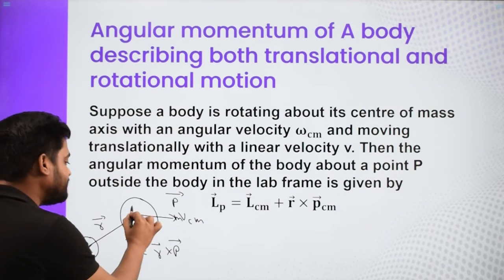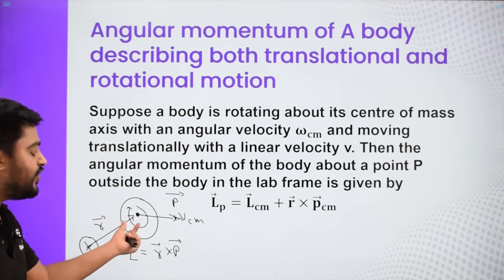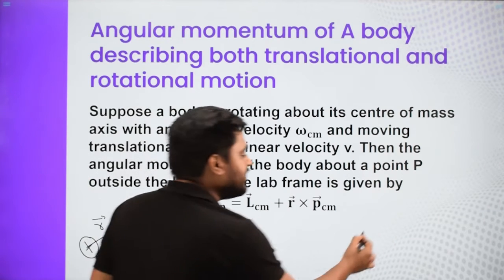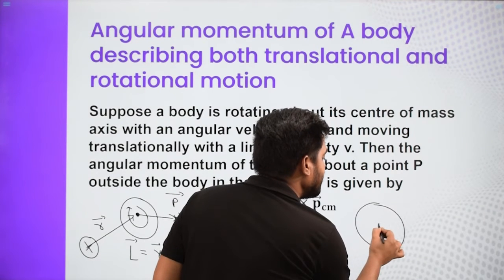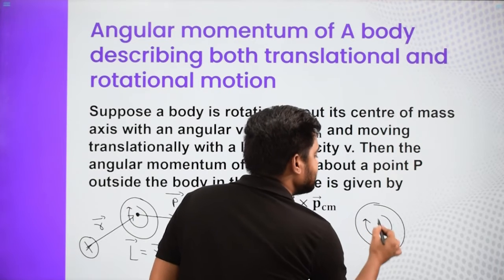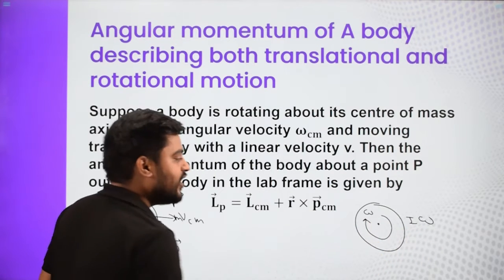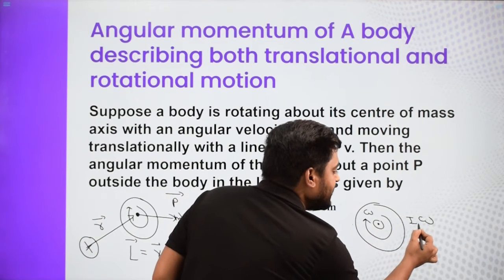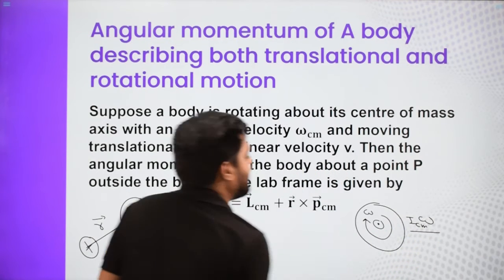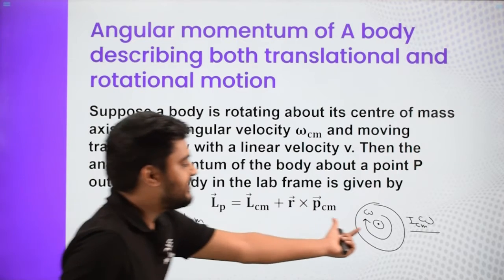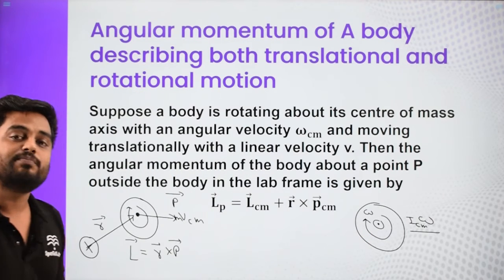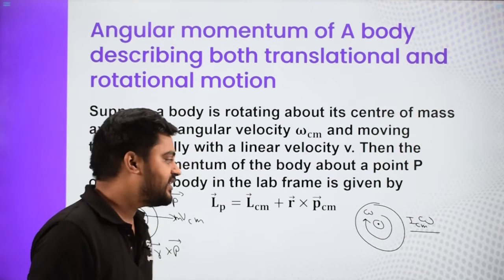But what if this object is rotating also? If it is rotating also, then we already know that angular momentum about this axis is given by I omega. But which I do you have to use? You have to use the moment of inertia about center of mass. So when the object is doing both motions, both angular momenta will add up.